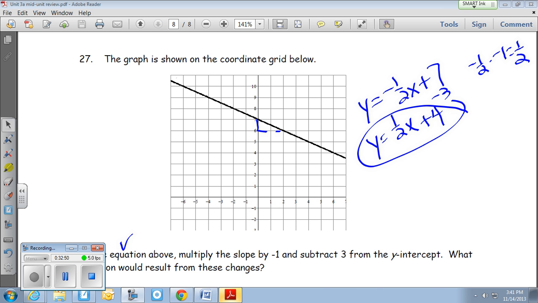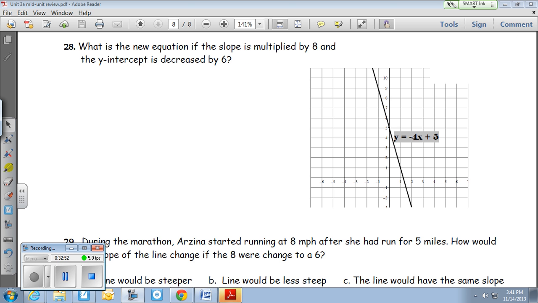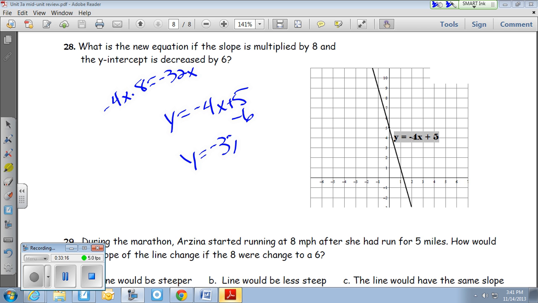And likewise in number 28, we have an equation of y equals negative 4x plus 5. It says we're going to multiply the slope by 8, so negative 4x times 8. And then we're going to decrease by 6 on the y-intercept. So this is going to be a negative 32x. And this 5 minus 6 is going to be minus 1. So that's your answer for 28.